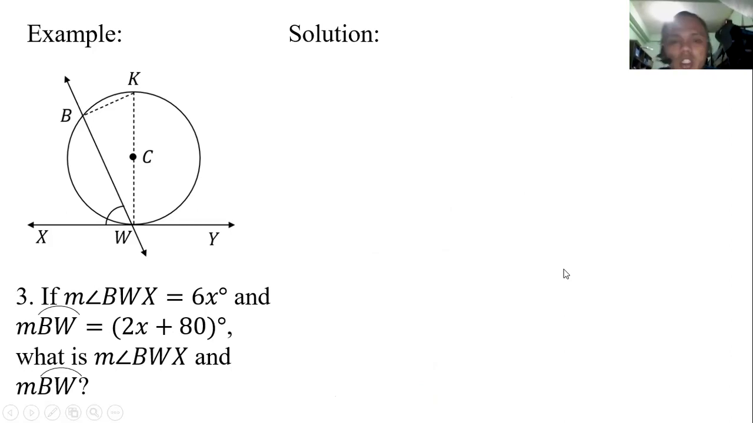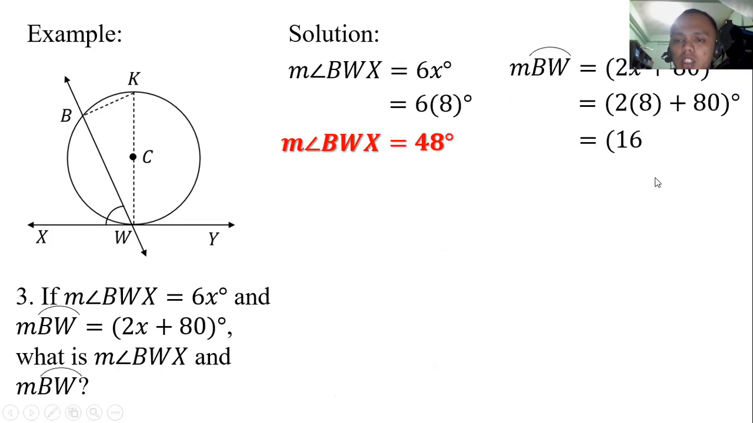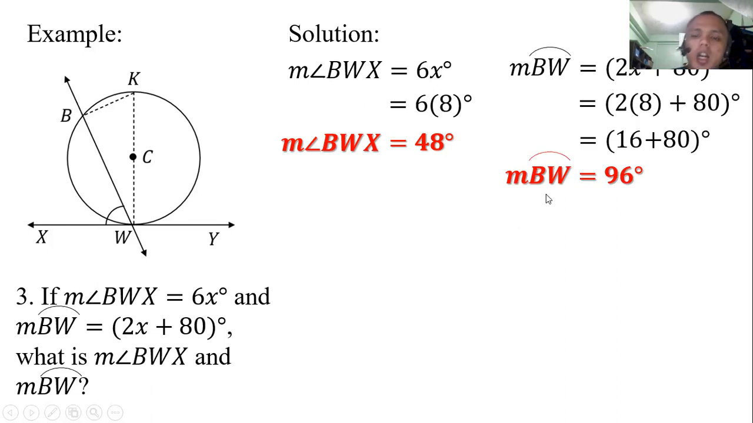Now, since x is equal to 8, substitute x with 8. So 6 times 8 is equal to 48 degrees for the measure of angle BWX. For arc BW, we have 2x plus 80. Substitute x with 8: 2 times 8 is 16, plus 80. That would be equal to 96 degrees for the measure of arc BW.